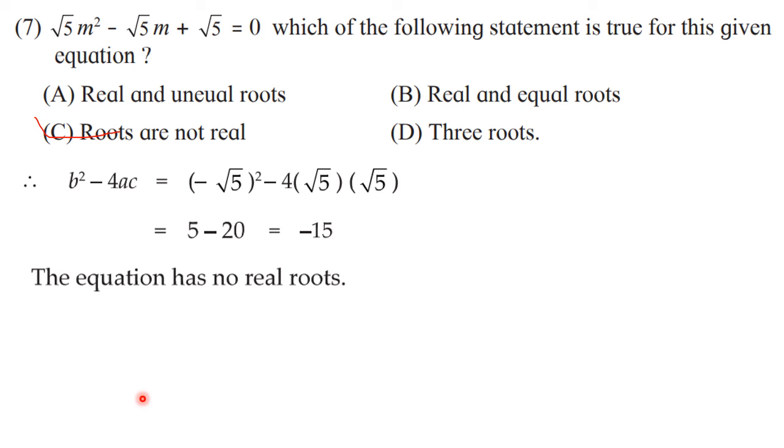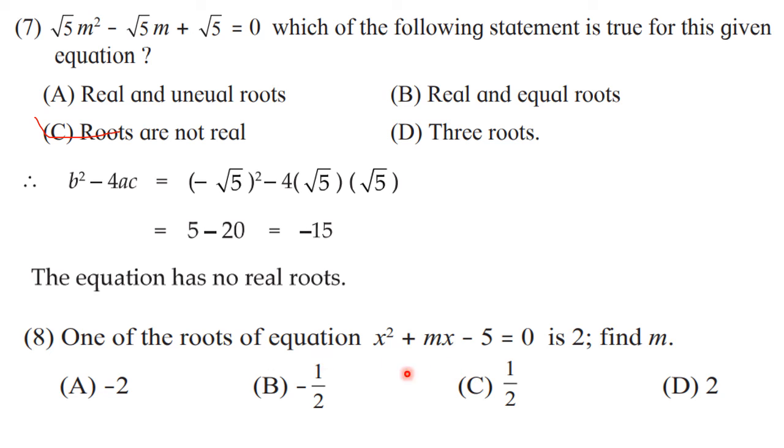Now the last one, question number 8. Okay. Question number 8 also you need to solve. One of the roots of the equation x square plus mx minus 5 is equal to 0 is 2. Find m. In such questions, you know that since 2 is a root here, the value of x as 2 is going to satisfy the equation. So you have to put x is equal to 2 here and solve it.